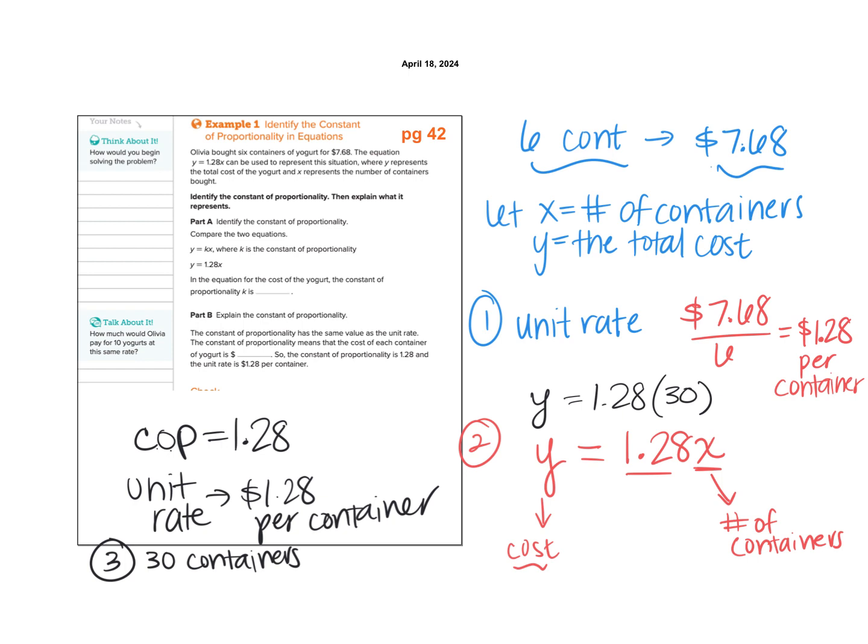So I plug that in for x. If I do $1.28 times 30, I end up with 38.4, well, money would be $38.40. I add that 0.